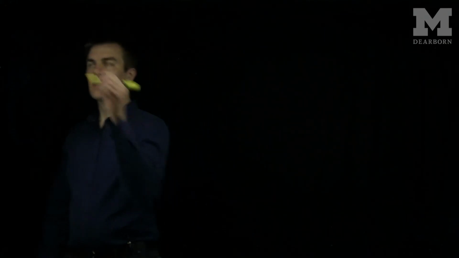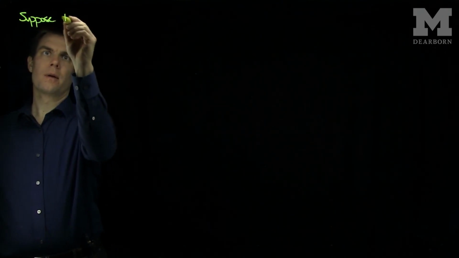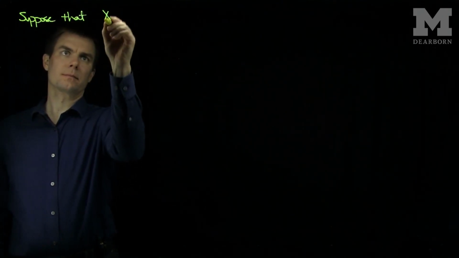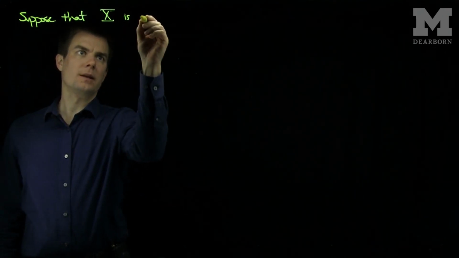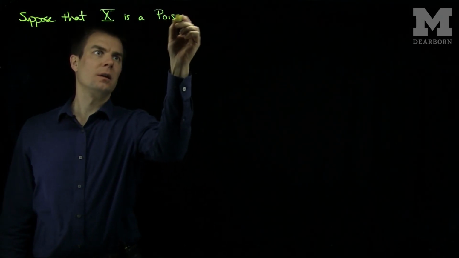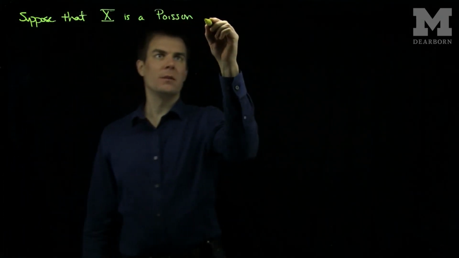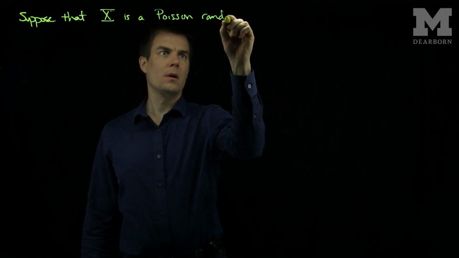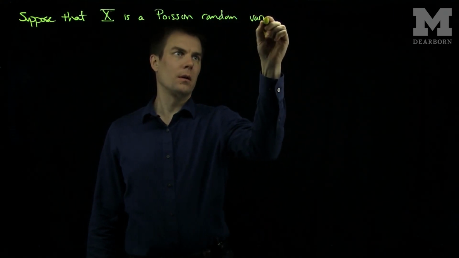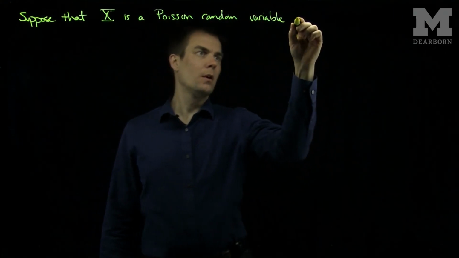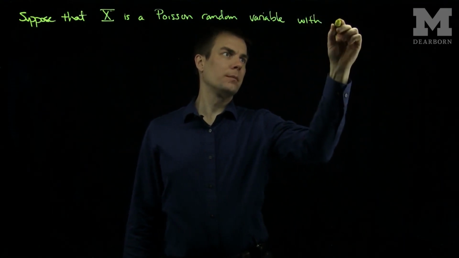Hello students, in this video we'll see an example of using the Poisson distribution. Let's suppose that x is a Poisson random variable with parameter lambda.